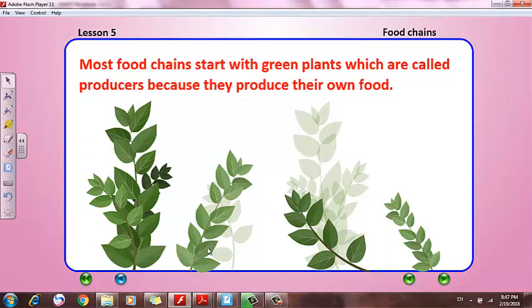Why does it start with the plant? It starts with the plant because the plant can make its own food. It doesn't need another animal to eat it or another plant to eat it to get energy. It makes its own food, and we call them producers, as they produce their own food. Any plant in the food chain we call a producer. Any food chain in this world must start with a plant.